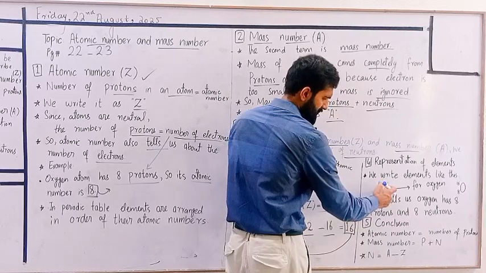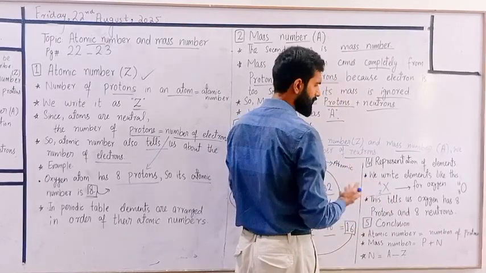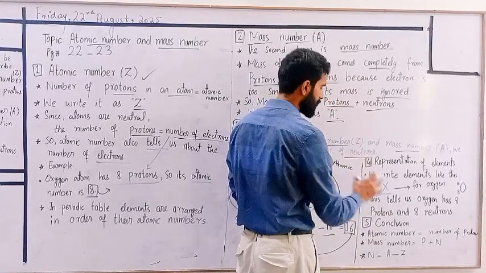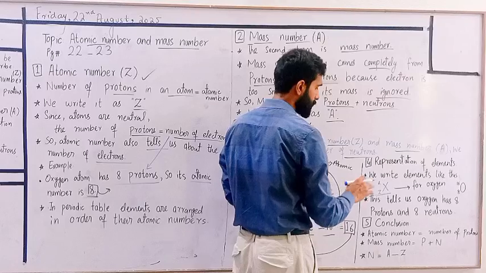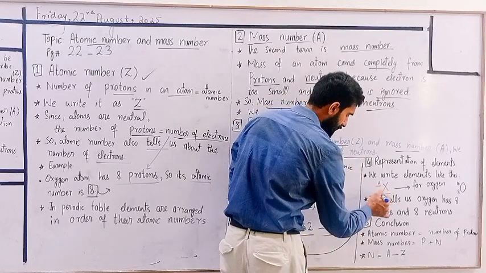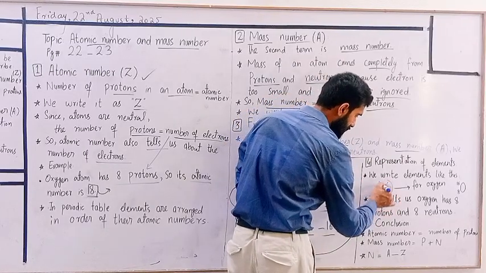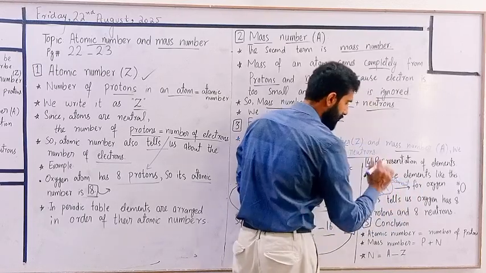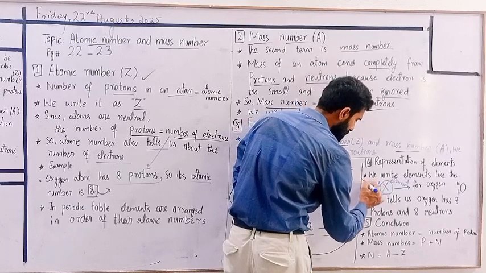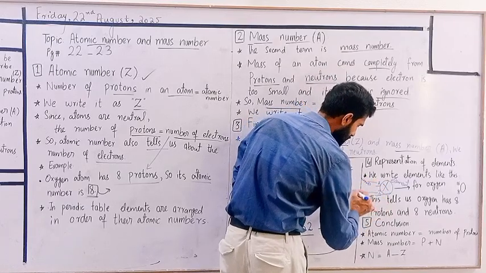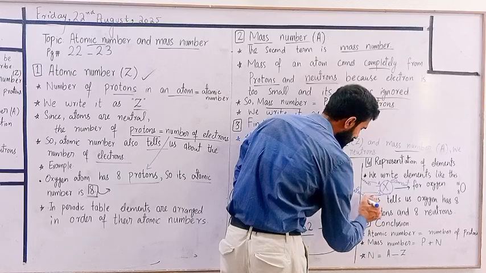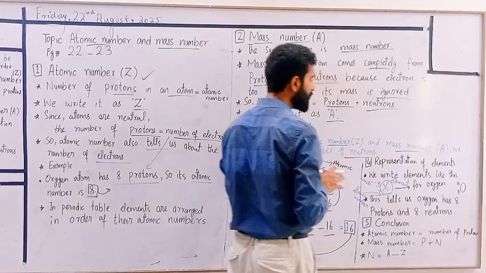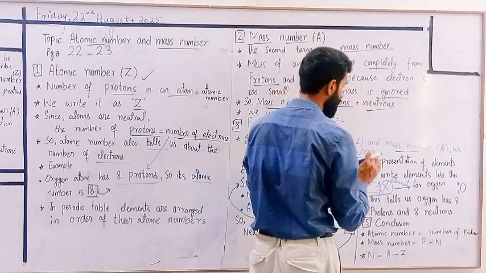X is the element. It might be oxygen, it might be nitrogen, it might be iron. It's just for the representation. X represents the name or symbol of the element, A represents the mass number and Z represents the atomic number. In this way, we can represent any of the 118 elements.